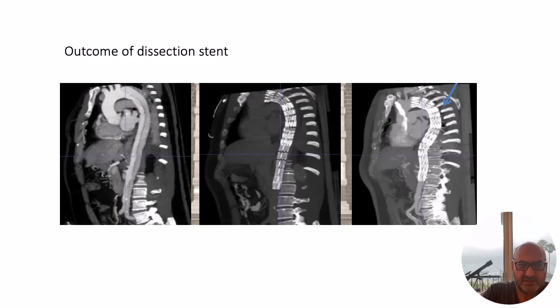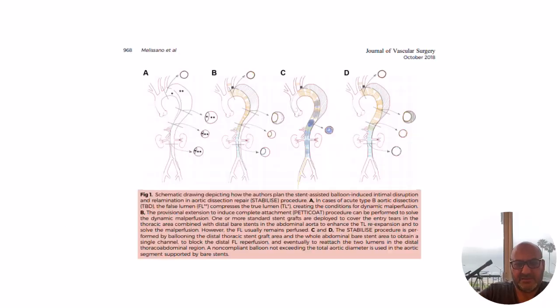This patient, you see the first picture on the right is the type B dissection with a patent false lumen. Then you see the covered stent and the dissection stent. And when you look at that several months later, this is probably 8 months later or so, you have complete obliteration of the false lumen, just using that. And I have too many examples of these.